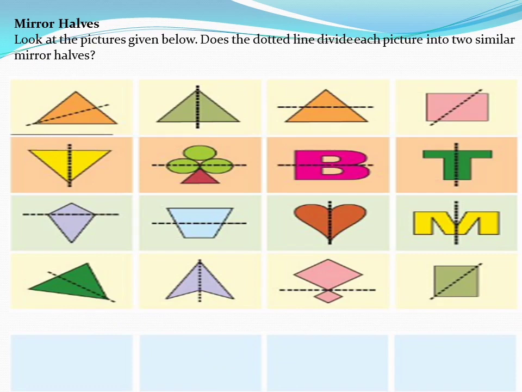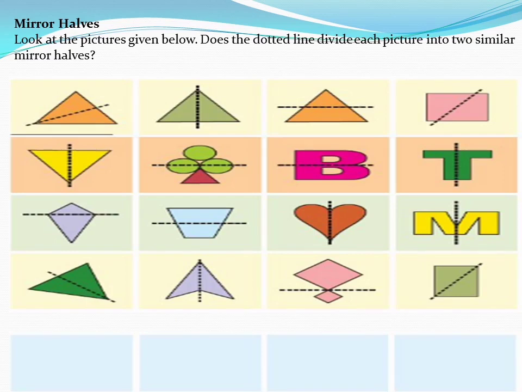Now mirror halves. Look at the pictures given below. Does the dotted line divide each picture into similar mirror halves? See the first picture, the dotted line is dividing the shape into 2 similar mirror halves. Even the second triangle, the dotted line is dividing the picture into 2 similar mirror halves, but in the third it is not dividing, right?